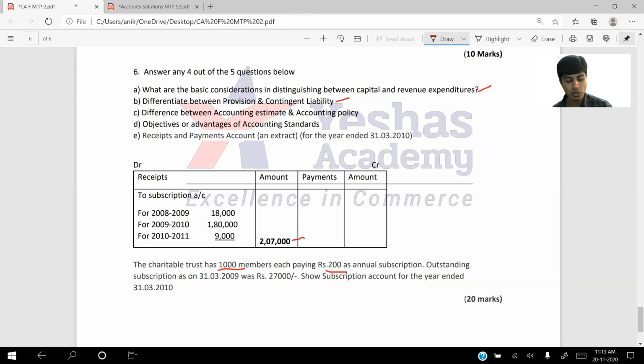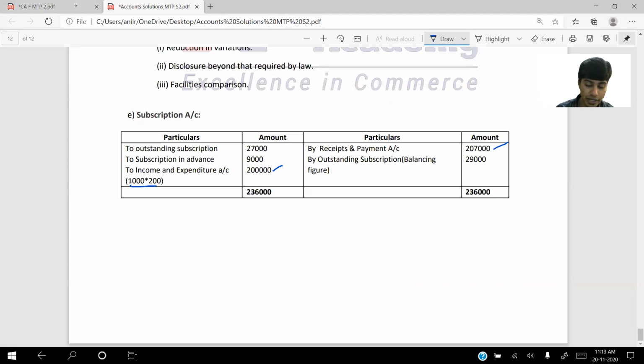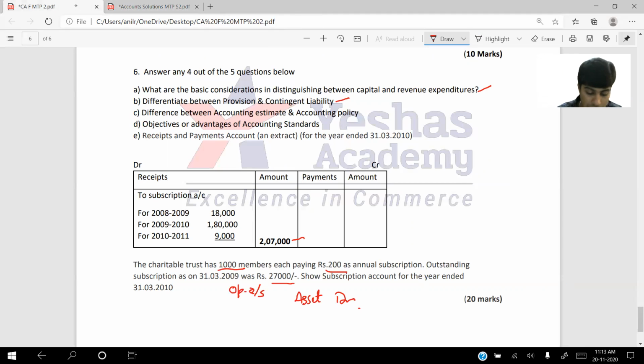Outstanding subscription as on 31st of March 2009. This is the opening outstanding. At the beginning of the year, they were supposed to pay us 27,000. So what is this? This is an asset, debit side opening balance. So I would write here 27,000 on the debit side as opening balance. Why? Last year's subscription, what they were supposed to pay last year, they have not paid. So it is my asset, opening balance on the debit side. Next, show the subscription account. That's it.